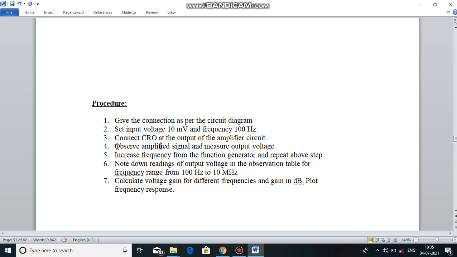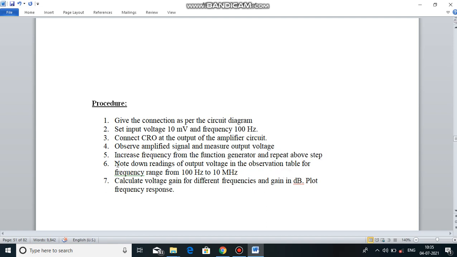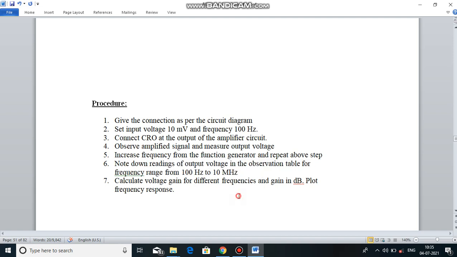You have to observe the amplified signal and measure the output voltage so that we can see how much it is being amplified. After that, increase the frequency from the function generator and repeat the above step. That is, for different frequencies you have to provide input and note down the amplified output. The amplified output voltage has to be noted in the tabular column, and the frequency which we have set as input should also be noted in the tabular column.